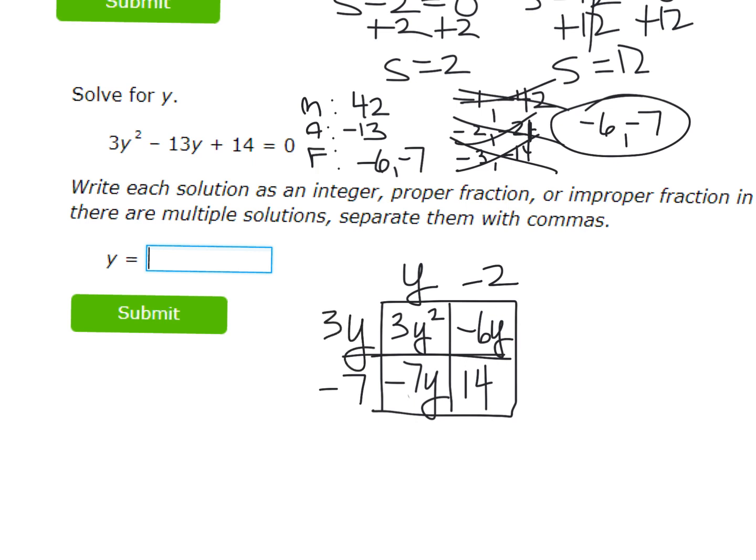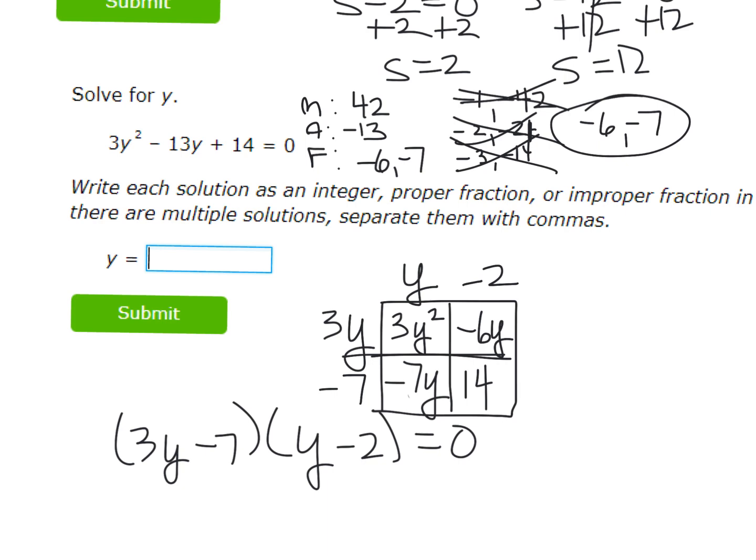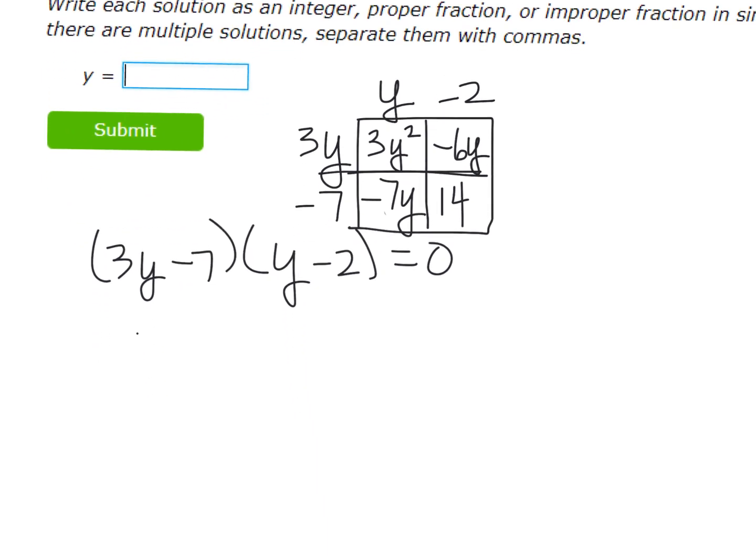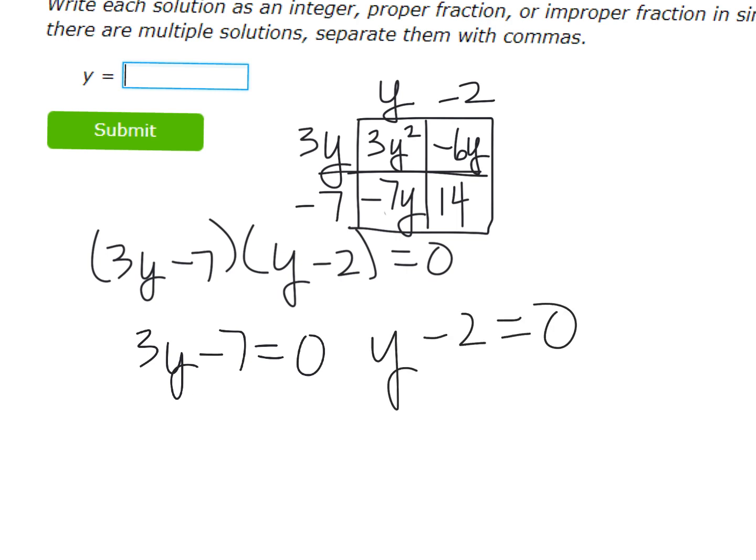And now I got to check the ones that I didn't use to figure out. Let's see if it works. 3y times y gives us 3y squared. And that's correct. So now I have the factorization of 3y minus 7, y minus 2. It's not by itself. It's set equal to 0. And now I can set both of those using just like BB7. Set both of those equal to 0 and solve.